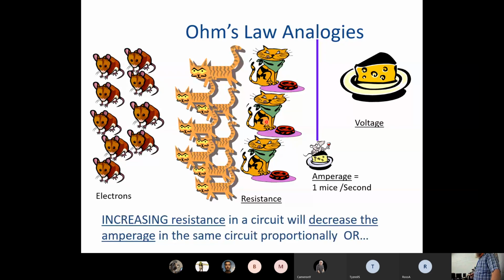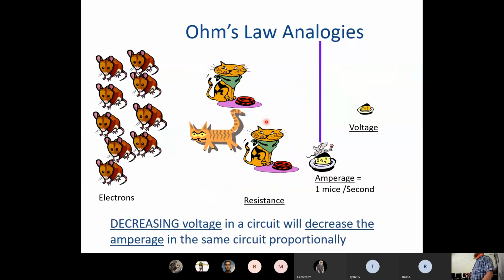We are going to increase the number of cats. Or well, some of them, they're just fancy cats. You got some fancy mustaches. So that will decrease the amount of amperage going through. Or we can get rid of some of the cheese, and there's only a little bit of cheese for those mice to get across, and that decreases their incentive for wanting to go.